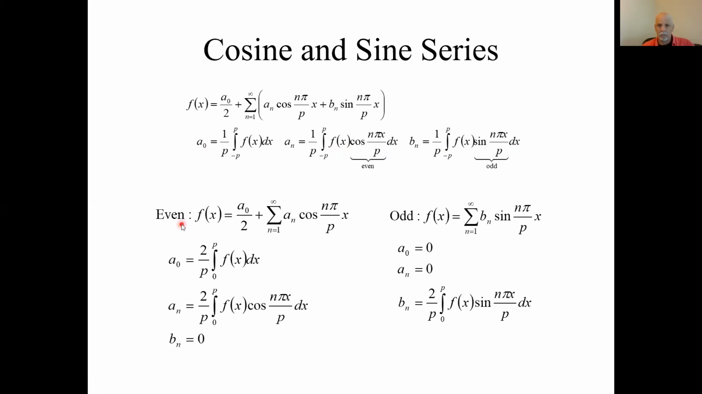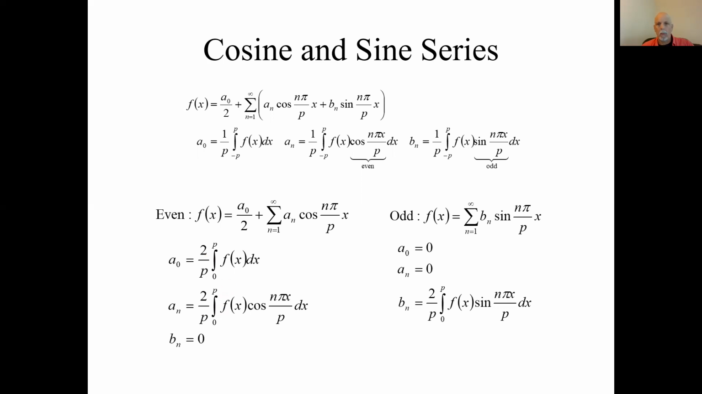If it's even, look at the b's. I'll have an even times an odd, which means the integrand becomes odd over a symmetric interval, so all the b's go to 0. And for the a's, that's an even function, so I only need to integrate from 0 on up, as long as I multiply by 2. Here I have an even times an even, same thing. So my a's are just multiplied by 2, and I only need to integrate from 0 on up.